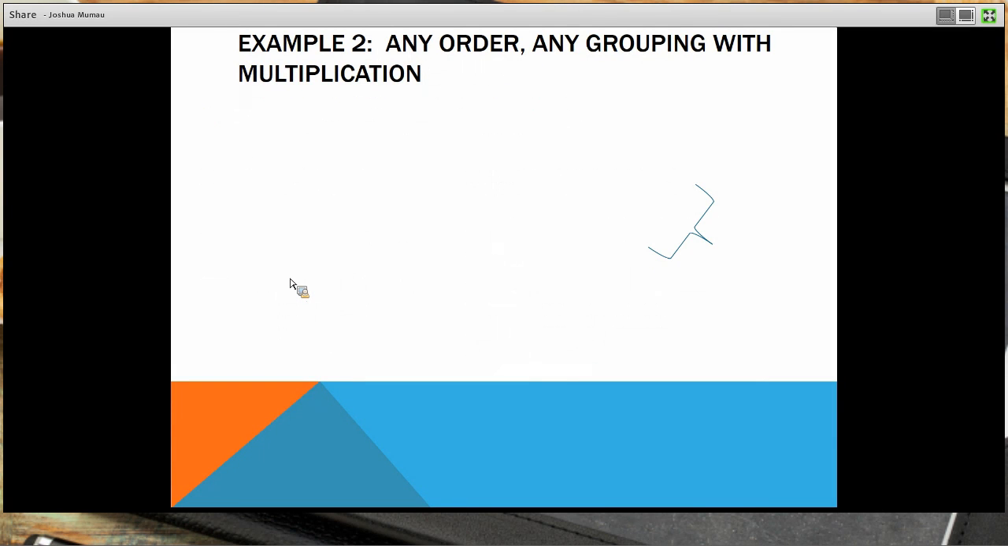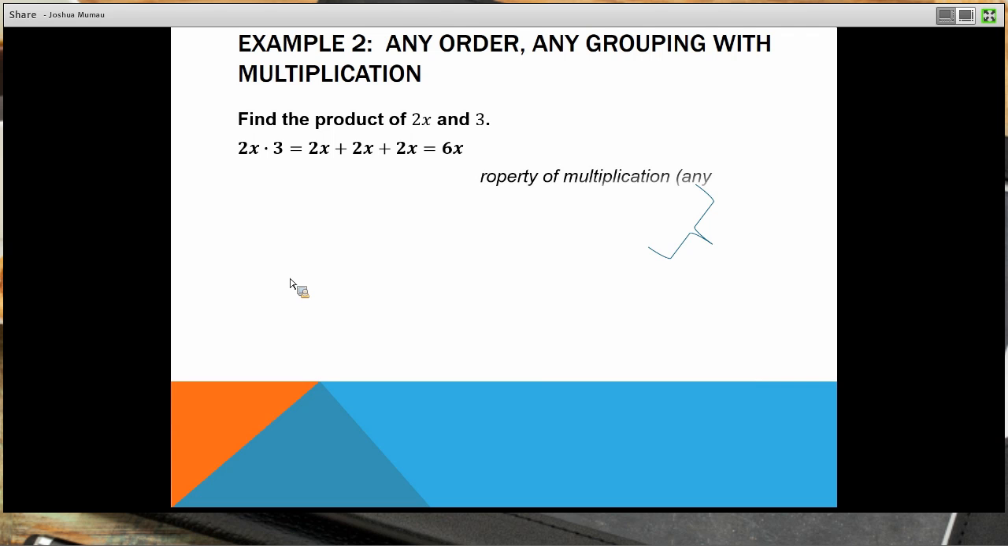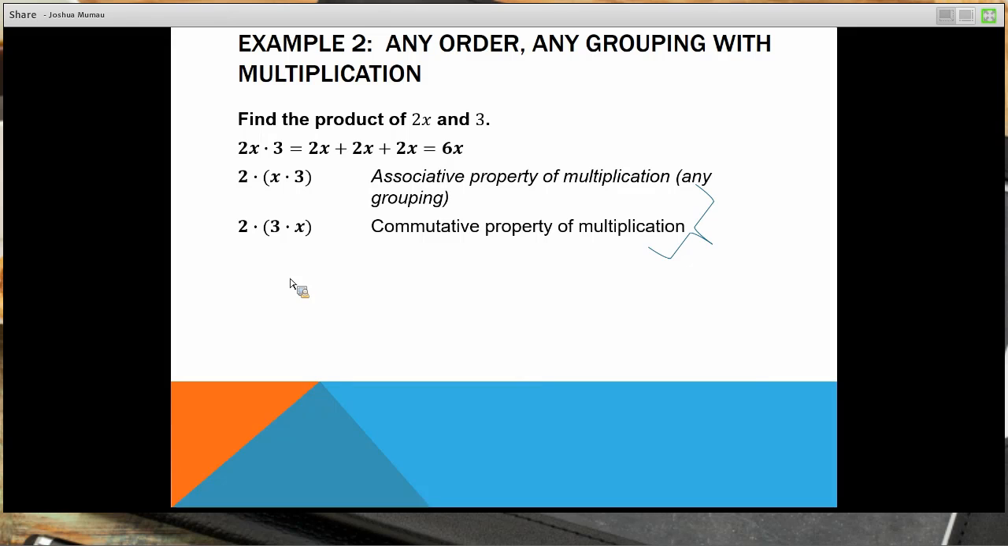Example 2. Once again, any order, any grouping, find the product of 2x and 3. Well, if we're multiplying 2x times 3, that's like saying 2x added to itself 3 times. We would get 6x. If we were looking at the product, we could use the associative property of multiplication. Instead of having the grouping around 2x, we can group it around x and 3. Use the commutative property of multiplication to rearrange them, any order.